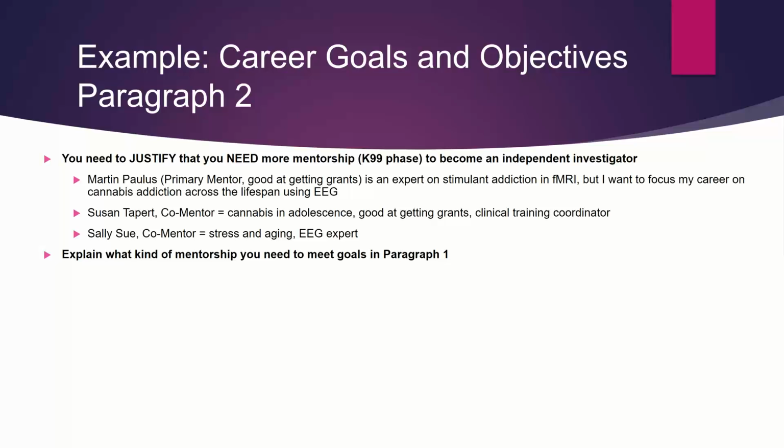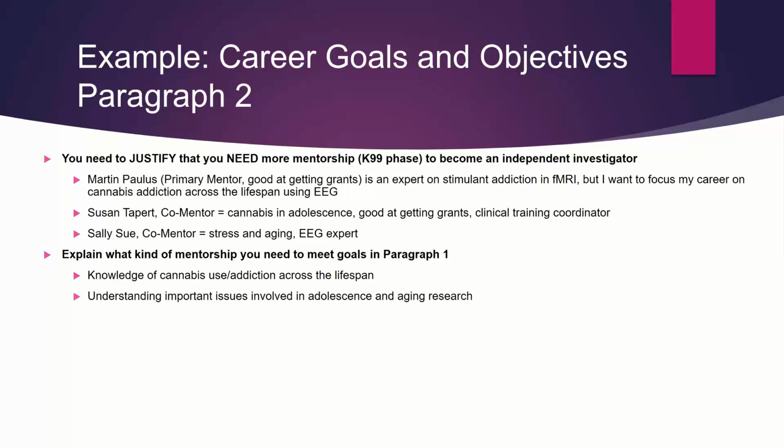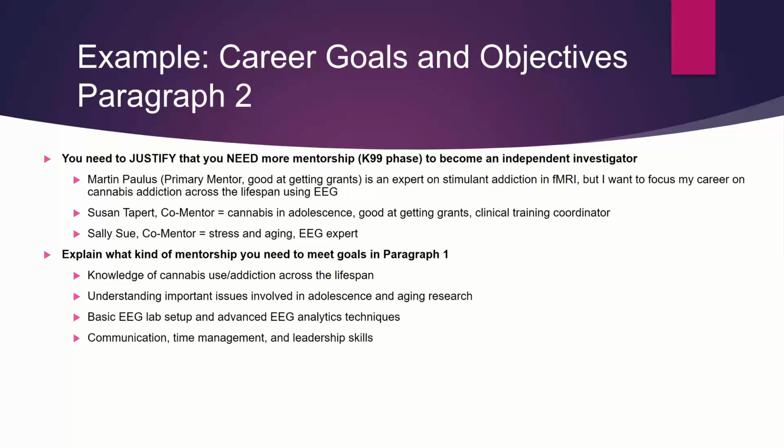Explain what kind of mentorship I need to meet my goals in paragraph 1. I need knowledge of cannabis use and addiction across the lifespan. I need to understand important issues involved in adolescence and aging research. And Dr. Tapert and Dr. Sue can both help me with this. I need to understand basic EEG lab setup and advanced EEG analytics techniques. I need to enhance my communication, time management, and leadership skills to succeed as an assistant professor.